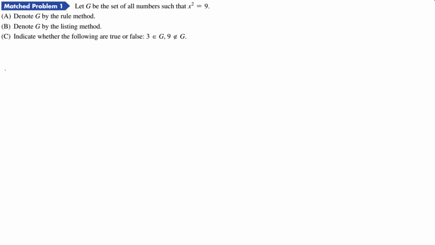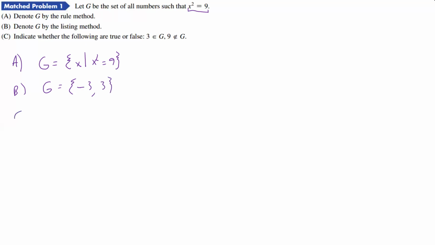All right, so for part A, we have what? Well, if we're doing the rule method, G is going to be equal to a brace, and then x such that, and now we just write in what we have here: x squared equals 9, and then close the brace. Now B, the listing method, is going to list all the actual items here. So G is equal to what? Well, x squared equals 9, so x is going to be equal to either plus or minus 3. And we'll usually write the negative first and the positive second.